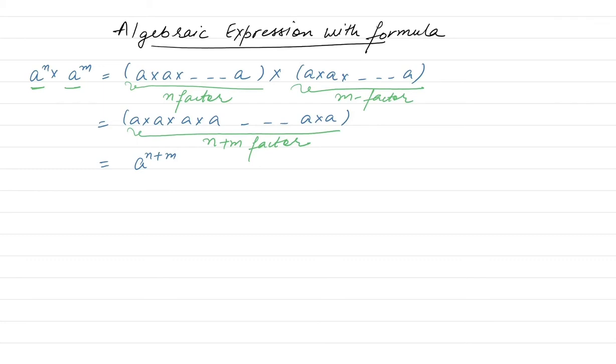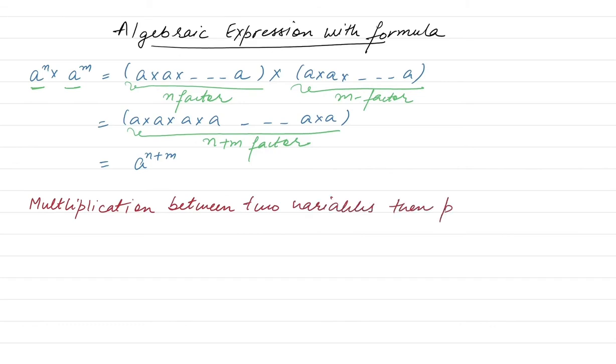We just need to remember in this one, if there is a multiplication between two variables, the powers will add. Just remember, easy: multiply, add the powers. Let's do one question related to that. A to the power 4 times a to the power 5 can be written as a to the power 4 plus 5, which is equal to a to the power 9, because 4 plus 5 is 9. So this will be the answer.